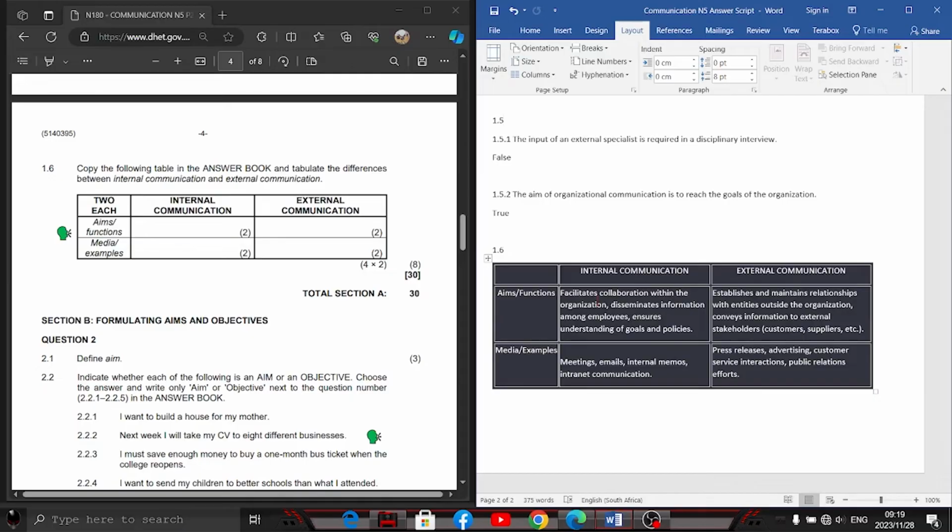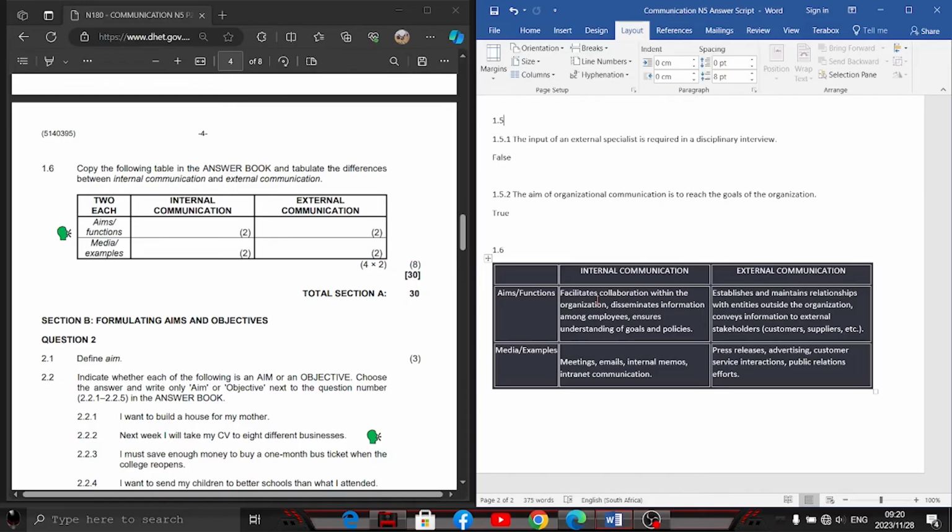If ever anything deals with internal, that means it is something within the organization. Once it becomes external, it now goes outside of the organization. You understand? So the aims and functions of internal communication is to spread the message within the organization, to share information within the organization. You understand?